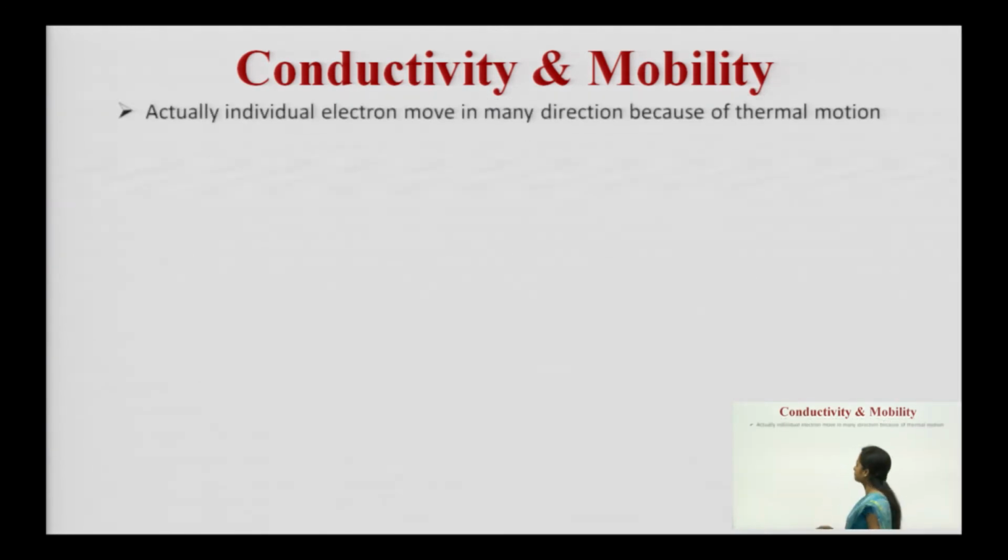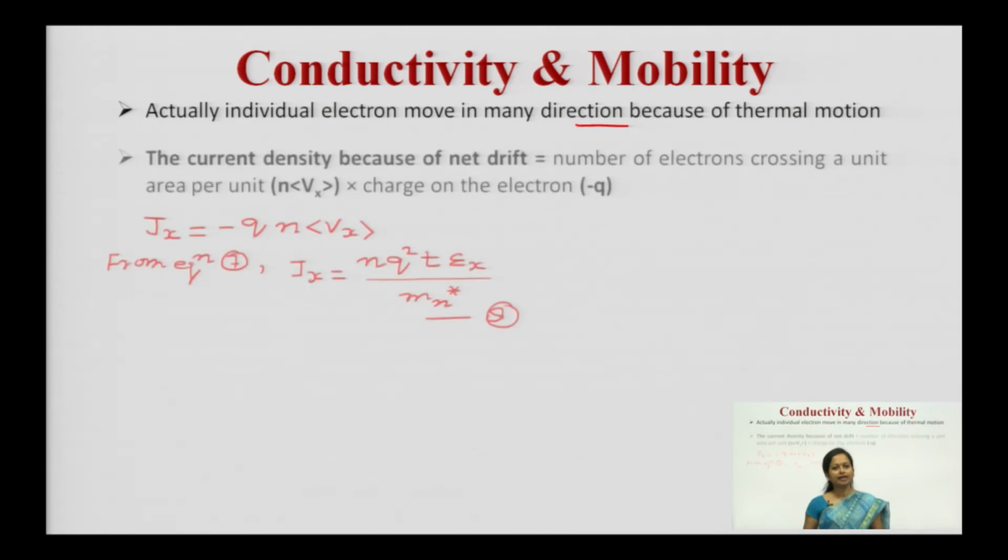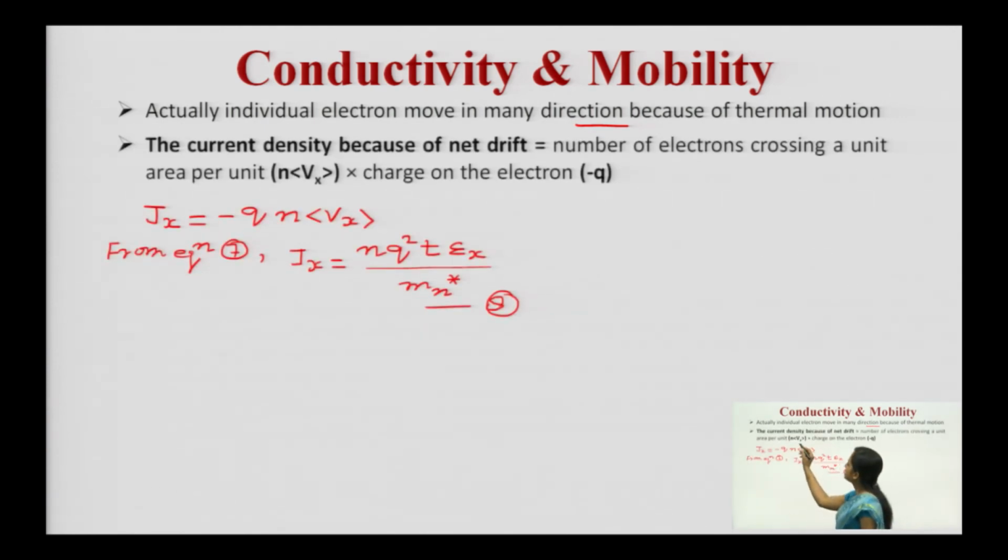Now, actually individual electrons move in many directions because of the thermal motion. As I have shown you, if the electron has started from this point, it may move in this direction, then in this, then in this. So, it can move in any direction. It means now we can calculate the current density.